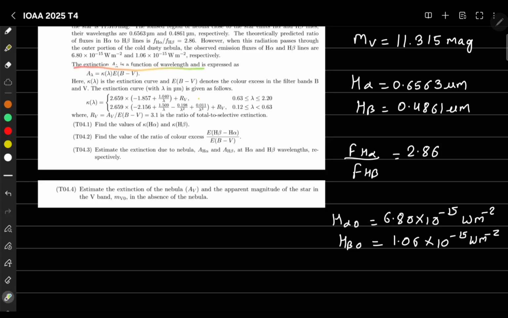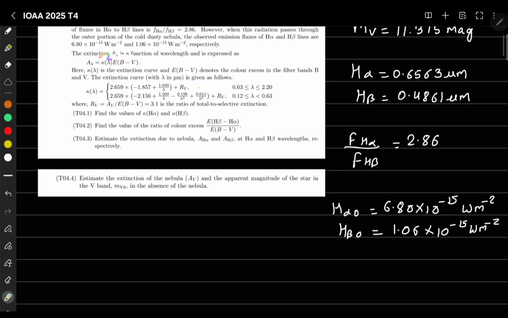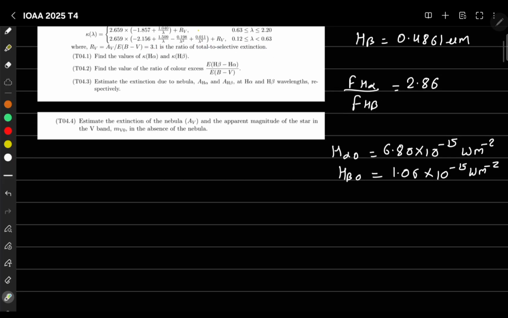The extinction A lambda is a function of wavelength, and we have been provided the expression, where K lambda is the extinction curve and E(B-V) denotes the color excess. We also have a relation for K lambda: if lambda is 0.63 to 2.20, I need to use this relation, and for 0.12 to less than 0.63, I use that relation. Whereas R_V, the total to selective extinction, is given by the extinction divided by the color excess, which is equal to 3.1.